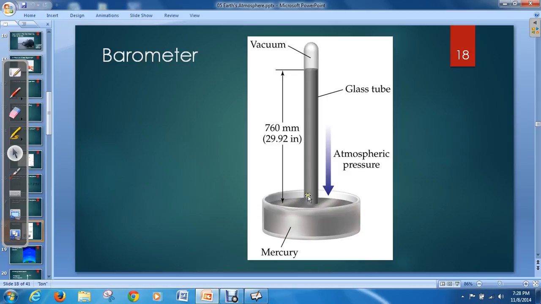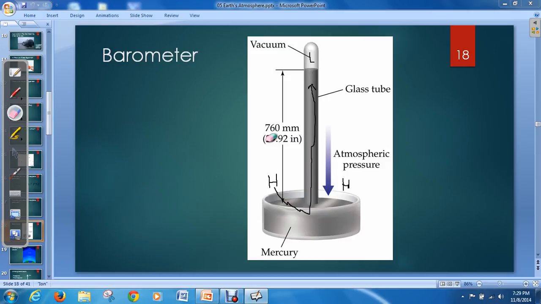But back in the day, they put this mercury in a little tub, and they put a vacuum up here, which basically means no air. So very, very low pressure here, and relatively high pressure on the outside. What happens is the high pressure on the outside is going to push in on the mercury and try to go up to that low pressure. As it does that, it pushes the mercury up through this tube.